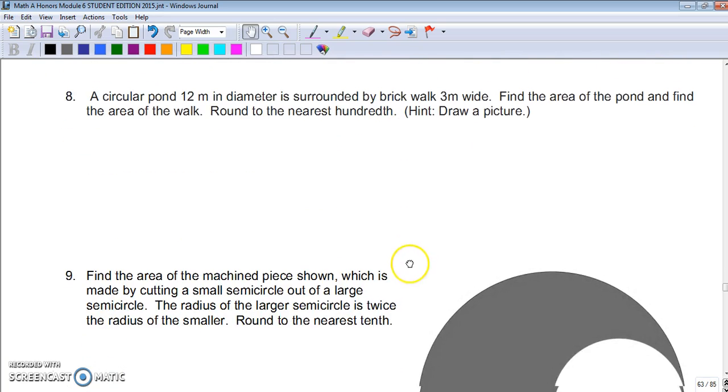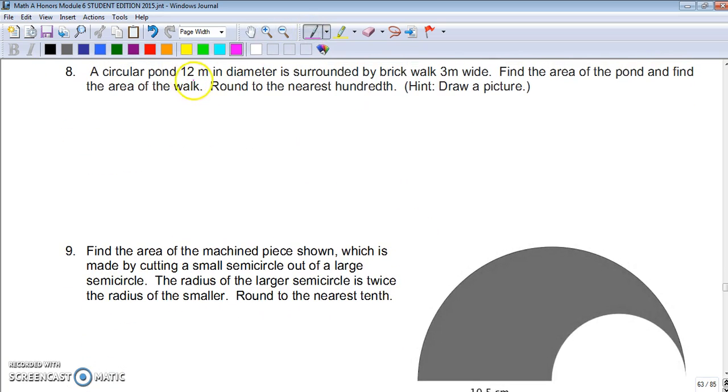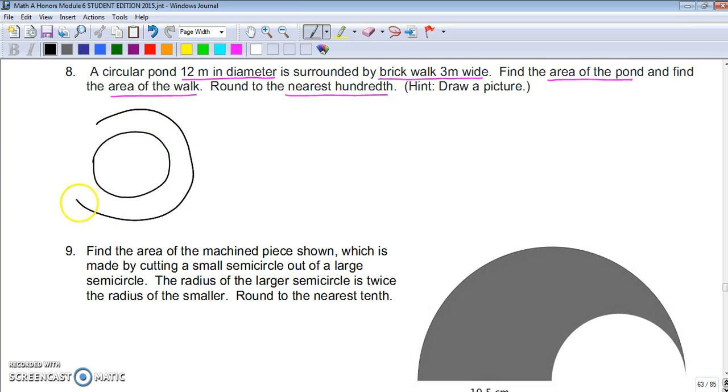Number 8, a circular pond 12 meters in diameter, to underline some of these keywords, is surrounded by a brick walk 3 meters wide. Find the area of the pond and the area of the walk, round to the nearest whole number, and sketch a picture. So we've got our pond, and then we have a walk that goes around it. The first thing is they set a trap for us. It says diameter, and we know that if we're calculating area, we need the radius. So the radius of the pond is 6.